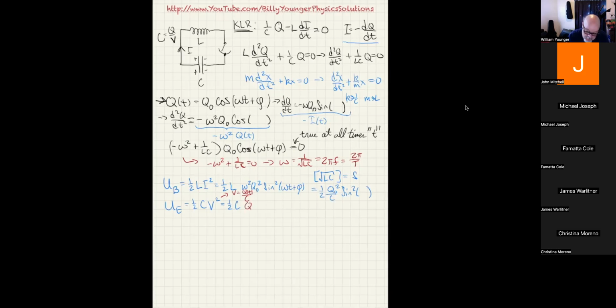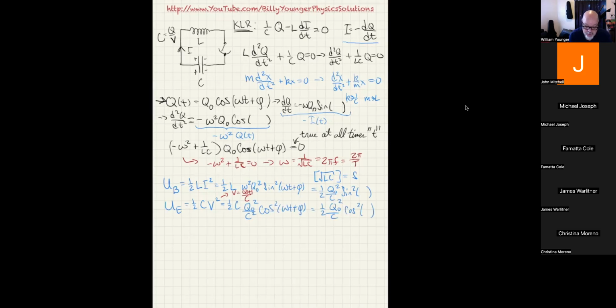So I'm going to say Q0 squared over C squared times cosine squared of omega t plus phi. You can see that that actually cancels out one of the C's. So I end up getting 1/2 Q0 squared over C times the cosine squared of the same argument. Everybody follow that?